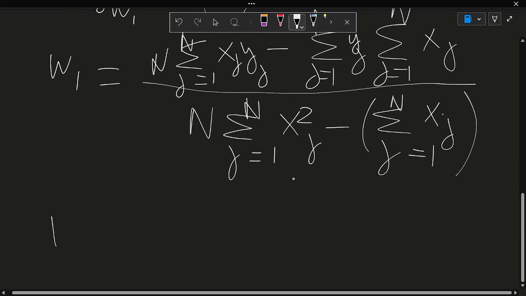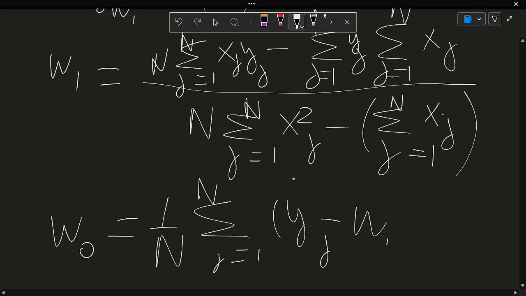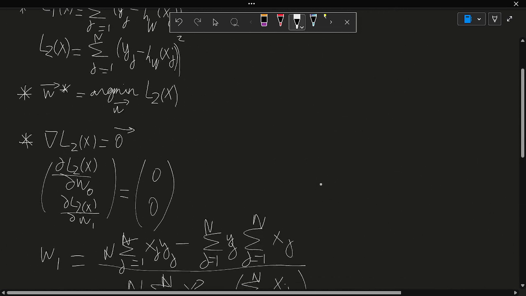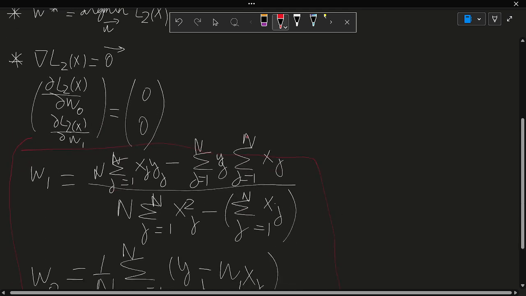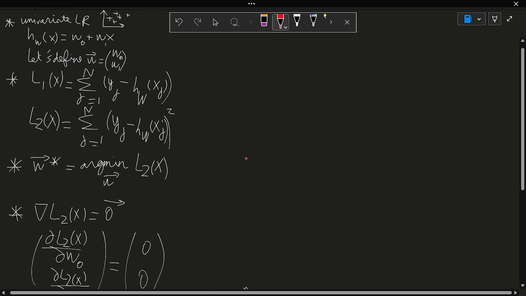But once you have W1, you can easily figure out W0 because it's just 1 over n, sum over n of yj minus W1 xj. Right. So once you have that, you basically have the closed form. We can just circle this up. But yeah, this closed form obviously is only valid for this particular case, right?